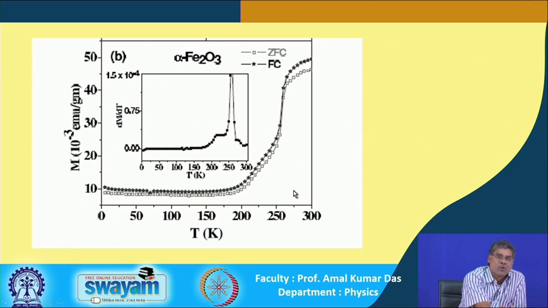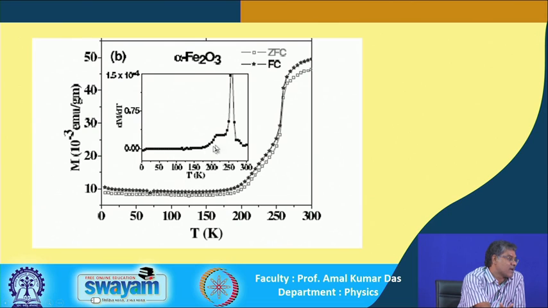Slope means dM by dT, that is, the differentiation of magnetization with respect to temperature. So dM by dT is the slope. Now if I plot dM by dT versus T, then basically I am plotting the slope as a function of temperature, to see how the slope is changing as a function of temperature.